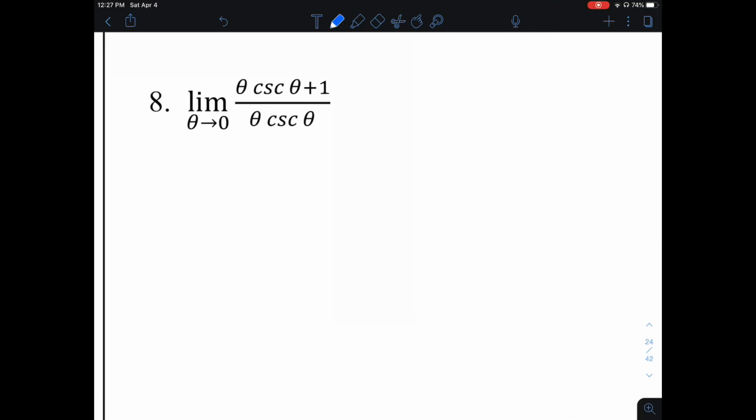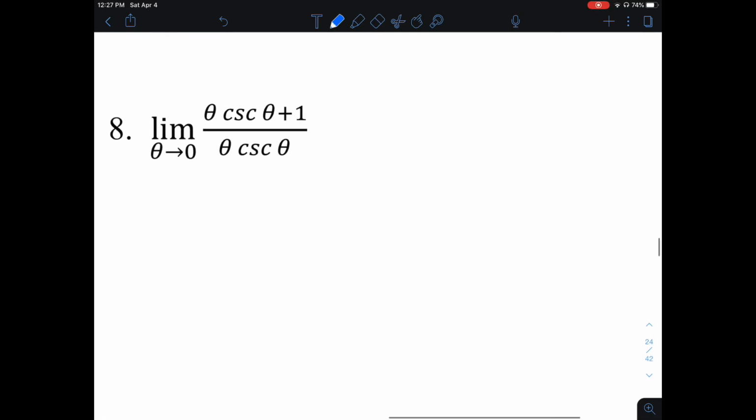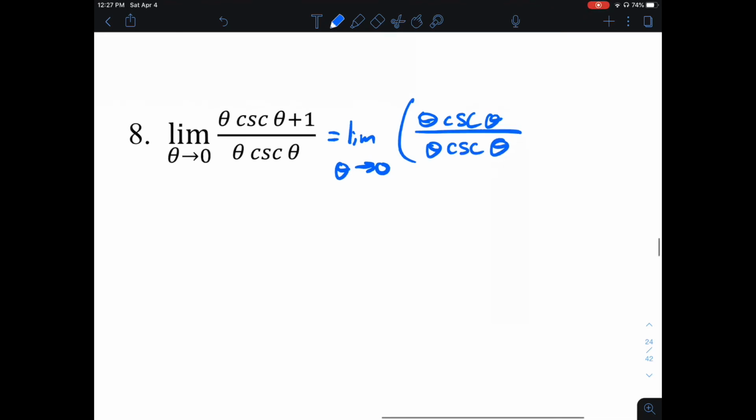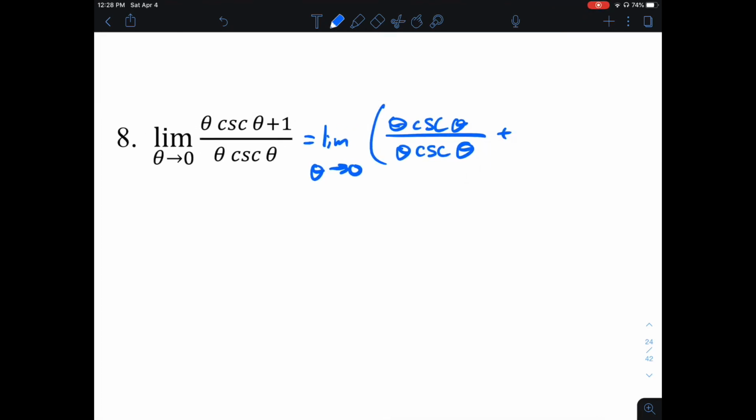Number 8, let's try something similar with this. Let's see. I got ideas, I just don't know if they're any good. I'm going to separate my fraction like I did on the last one. I'm just going to write limit once this time. Last time I wrote it twice. What's the advantage of writing it once or twice? Well, it's just whichever makes the most sense to you. Nothing inherently better about writing it once or twice.